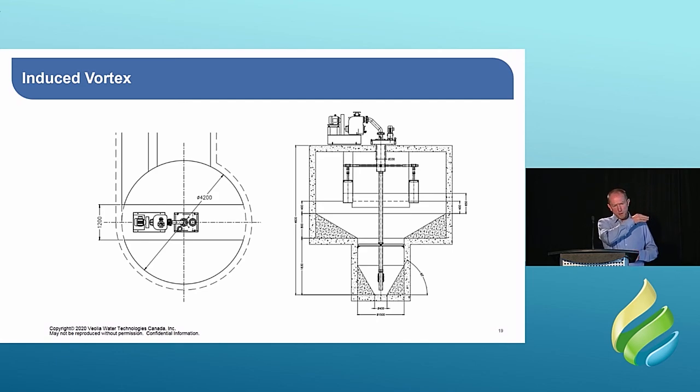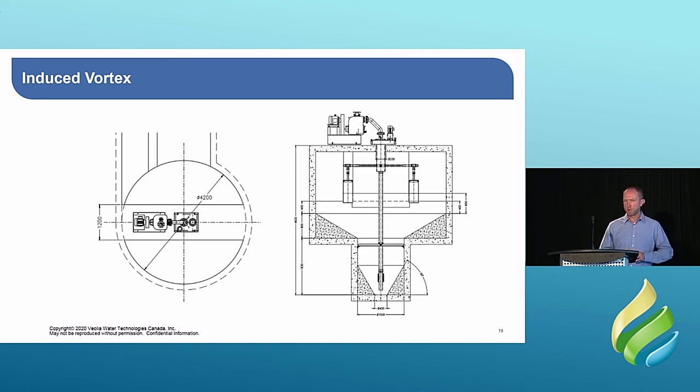As well as the flow coming in on the tangent, which helps to give you that spinning, that vortex, you often see paddles in those kinds of systems to help induce the vortex, to spin the flow as it goes around there. So that's what you're seeing on the section view there: the two paddles driven by a motor and a gearbox. The other thing you're seeing sitting on top of that grit chamber is a grit pump.